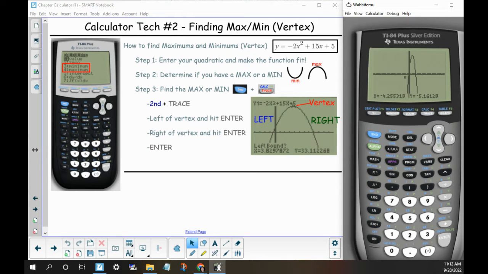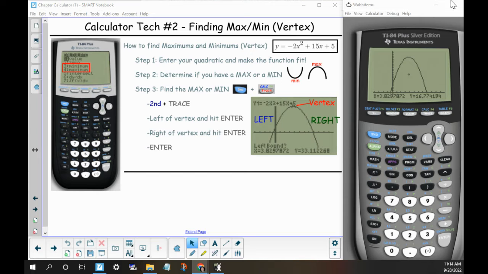That tells me that I can now go up, and I can go over, and I will fit this in. I can hit enter again, and then there I have my graph.